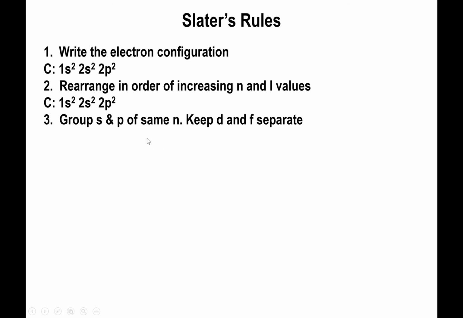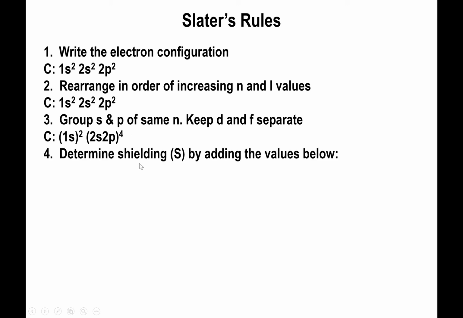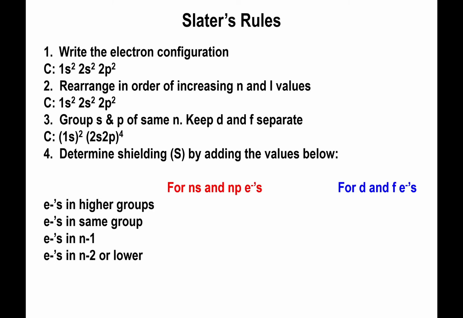The third portion is to take s and p orbitals of the same energy level, and group them together. The d's and f's are left alone, whatever state they're in, but the s and p's of the same energy level are grouped. So that's to say that here we have a 2s orbital with 2 electrons and a 2p orbital with 2 electrons. We group them together and we say that entire group has 4 electrons, right? It's basically the sum of those two. All right, now to determine the shielding, what we need to do is apply the actual rules given by Slater. And the rules say the following.